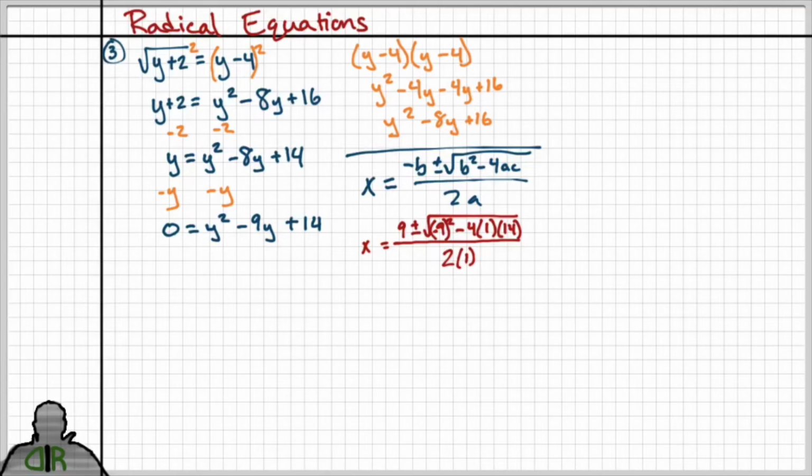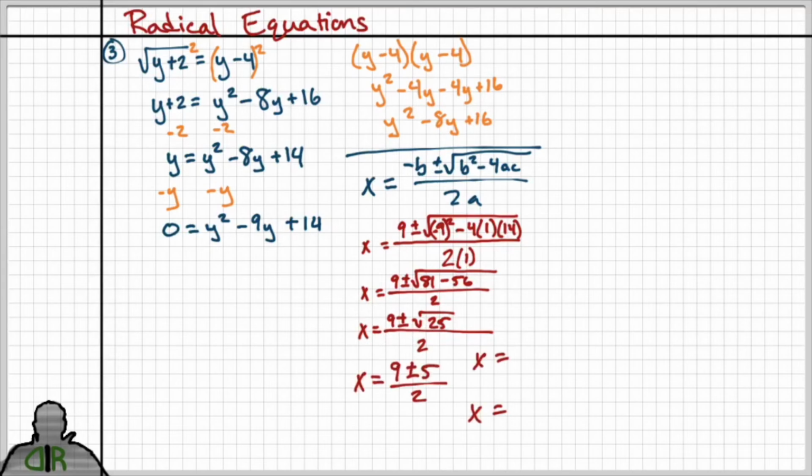So here we go. Negative b is going to be the opposite of negative 9, so therefore it's going to be positive 9. And then b squared is negative 9 squared minus 4 times a times c. So 4 times the a term, which is 1, and the c term, which is 14. So this here is going to be 81 on the inside. Negative 4 times 1 times 14 becomes negative 56. So 81 minus 56 is 25. So we got 9 plus or minus the square root of 25. So it's 9 plus or minus 5 all over 2.